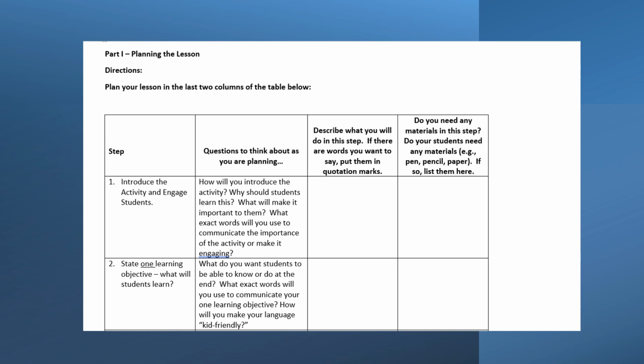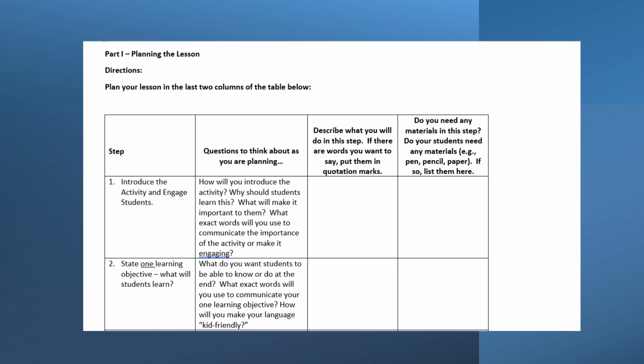In the column that's next to the last column, describe what you will do in this step. You can do it in general. If there are words you want to say literally to the class, put them in quotation marks. You may do either. You may put the actual words down in quotation marks, or you can describe it. But if you choose to just describe it, make sure you're describing it specifically enough so the reader has a clear understanding of what's going on in this step. The last column is to list any materials you would need in this step.